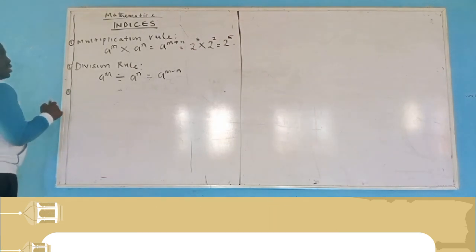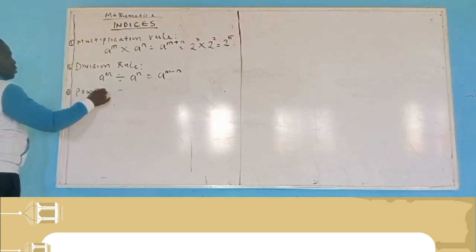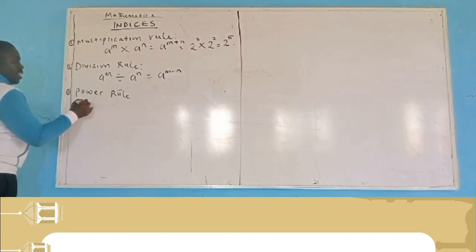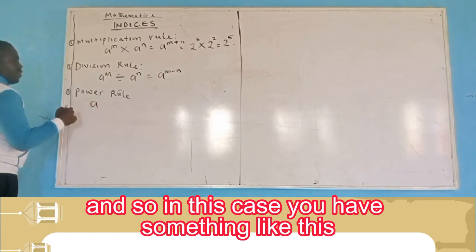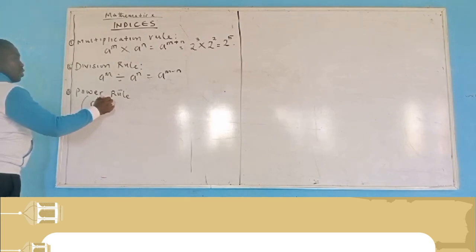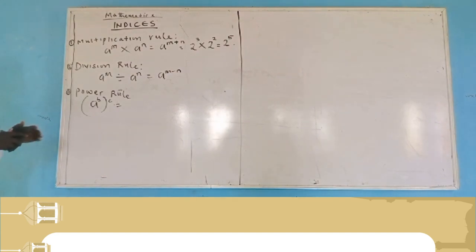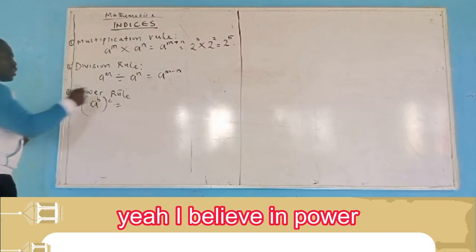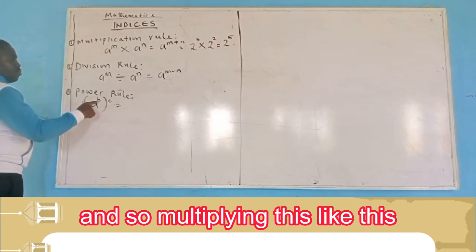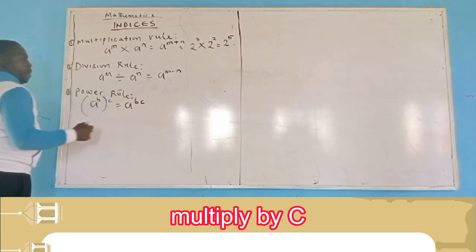Number three, what do we do here? We have the power rule. In this case, you have something like this. I'm calling it the power rule because I want to prove to you that power can multiply power. And so multiplying this by this will give you a multiplied by c.